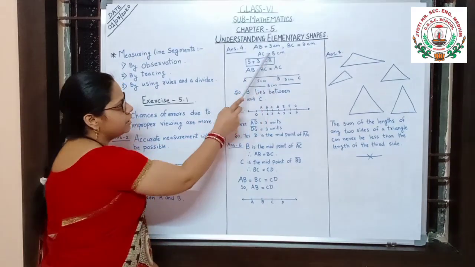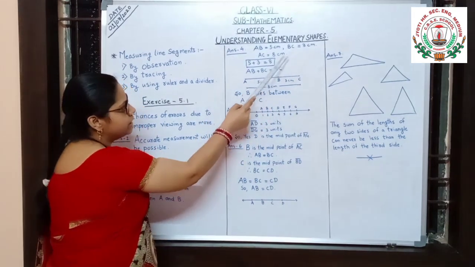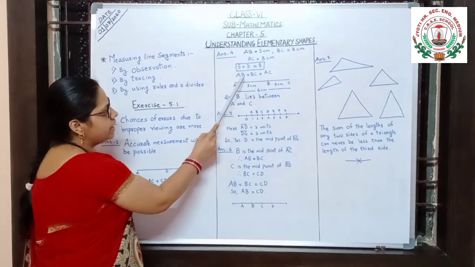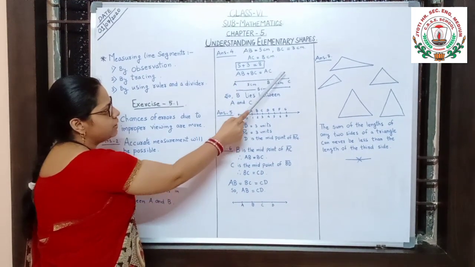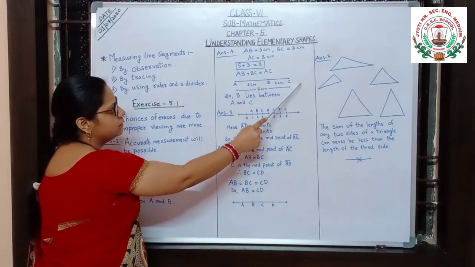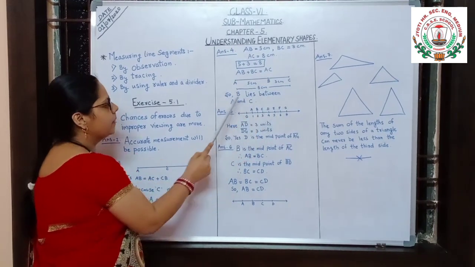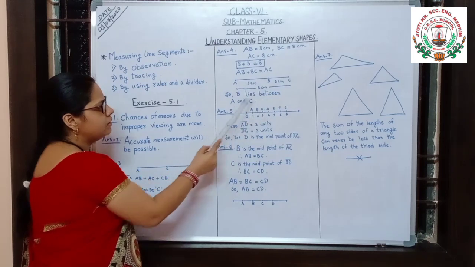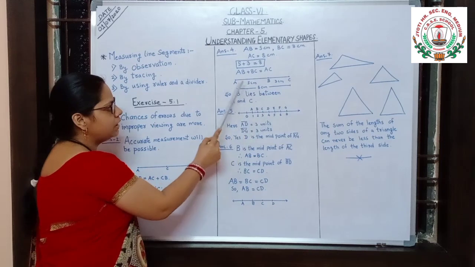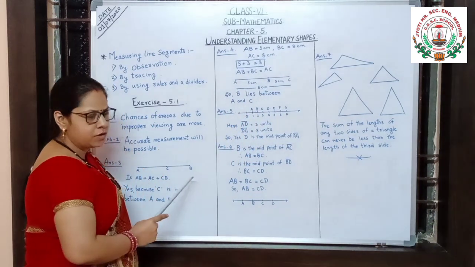5 plus 3 will give you 8. So that is AB plus BC will give you AC. That means A to B and B to C will give you the complete AC. That means B is lying in between A and C. So B is coming in between A and C. This is the answer. B lies between A and C. This is A, C and B is coming in between.